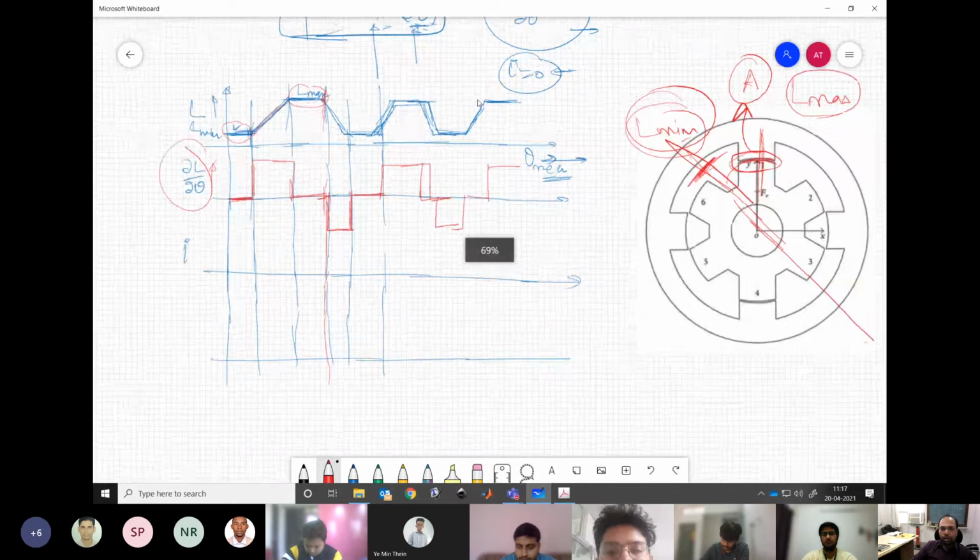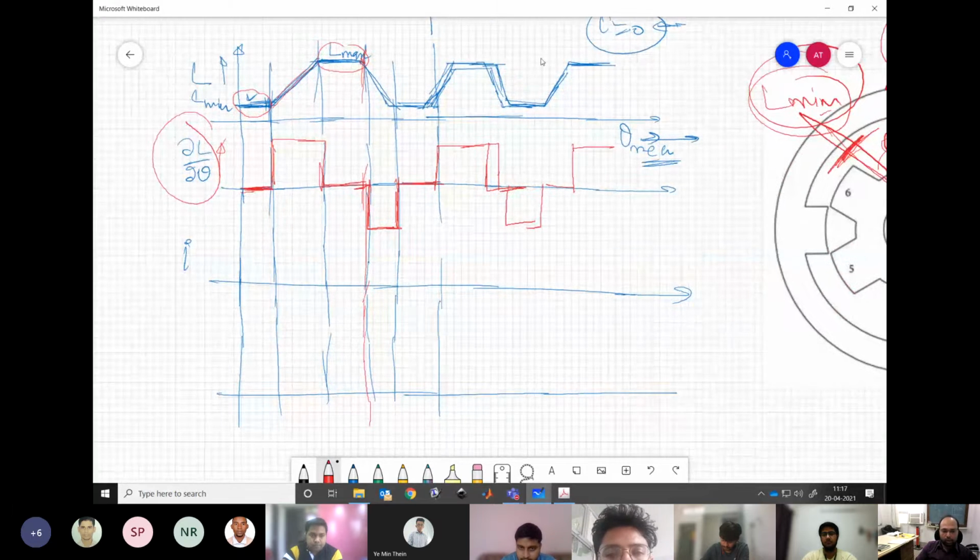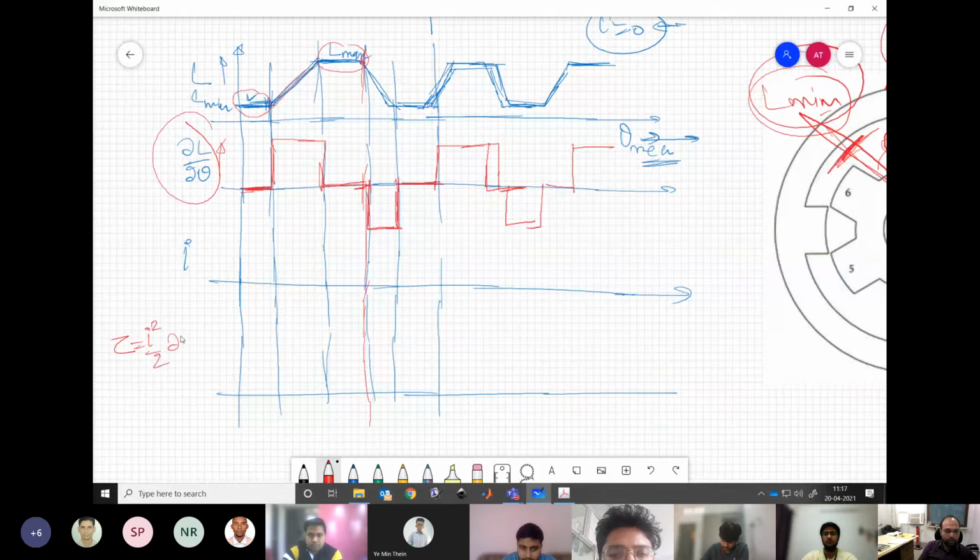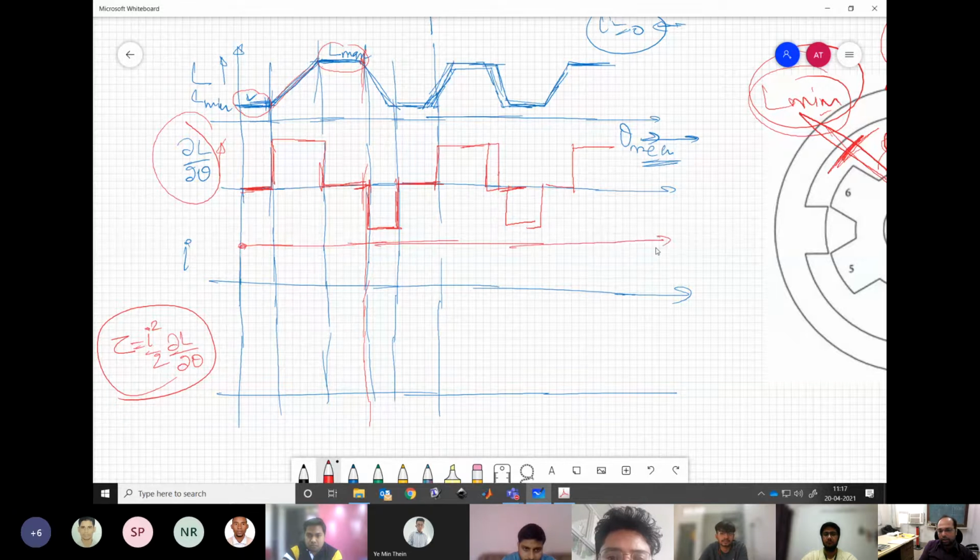Correct? Yes, sir. Now we have understood that torque is nothing but I square by 2 times dou L by dou theta. Now assume you have excited the coil throughout this 360 degrees mechanical. What will happen? What torque will it develop? What will be the torque during this interval? 0. Now if you come to this interval where our dou L by dou theta is positive, what will be the torque? Positive.